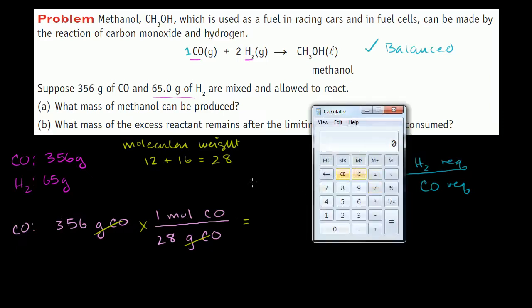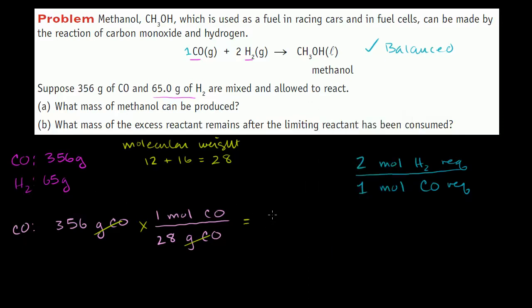So let's figure out what that is. That's 356 divided by 28, right? That's essentially what we're doing. Divided by 28 is equal to 12.71. Let's just say 12.7 moles of carbon monoxide.